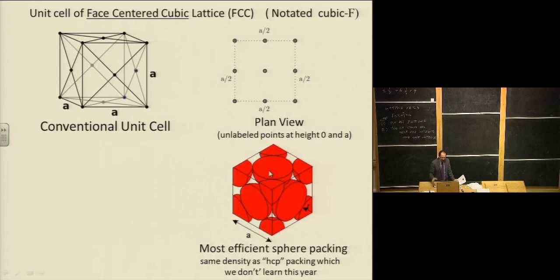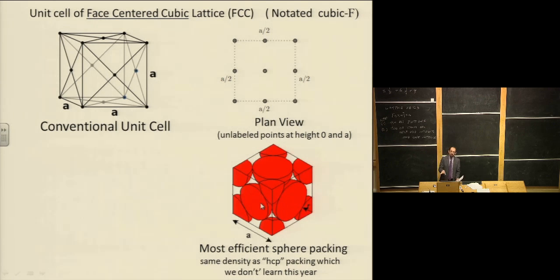Okay, so to see the coordination number is 12, let's take this sphere here, the one that's cut in half. It has 4 neighbors, 1, 2, 3, 4, at the same height. It has 4 neighbors at a slightly lower height. Here you can see 2 of them that are touching it also. And then if you went to a slightly higher height, the same distance up that these are down, you would have 4 more.